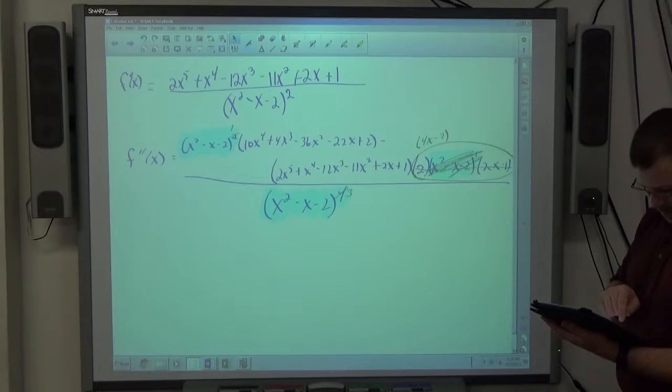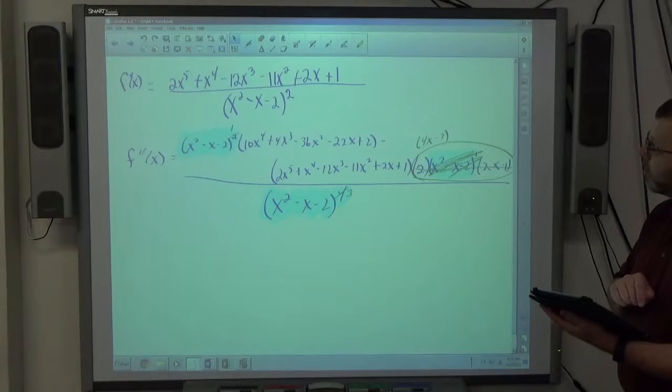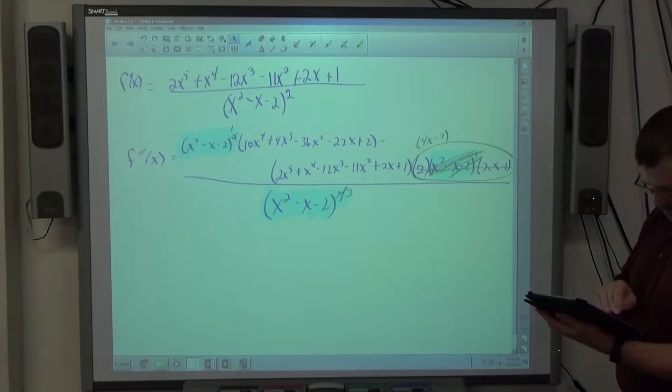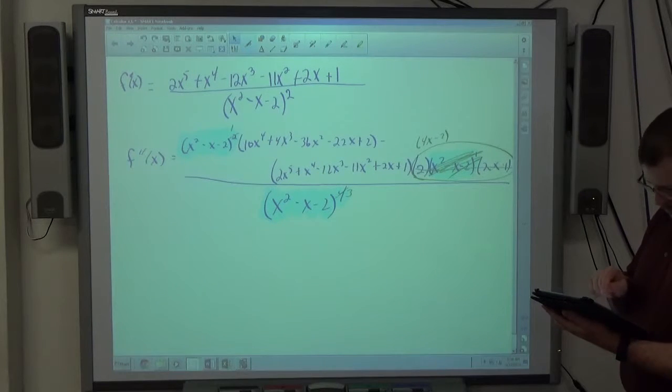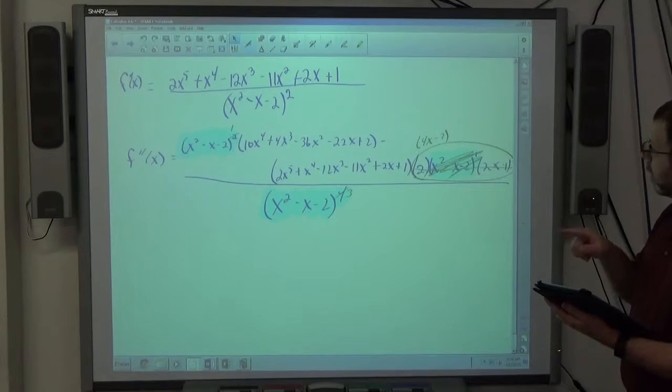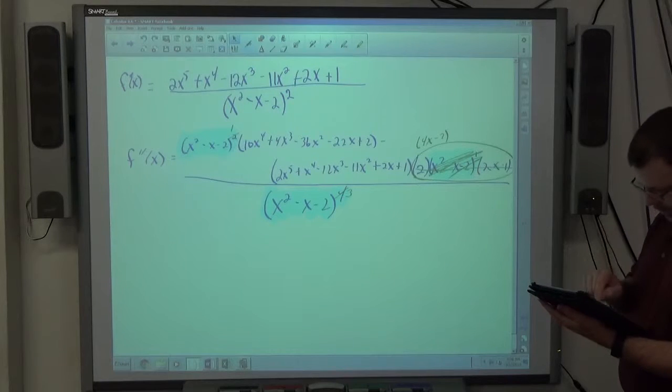Parentheses, x to the second minus x minus 2, times 10x to the fourth plus 4x cubed minus 36x squared minus 22x plus 2, minus parentheses 2x to the fifth plus x to the fourth minus 12x cubed minus 11x squared plus 2x plus 1, in parentheses, times 4x minus 2, in parentheses, equals.